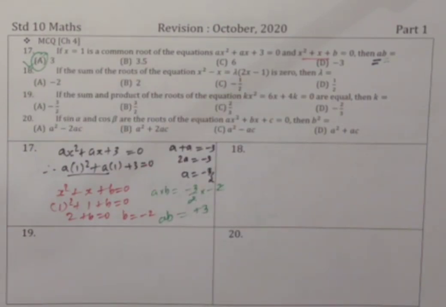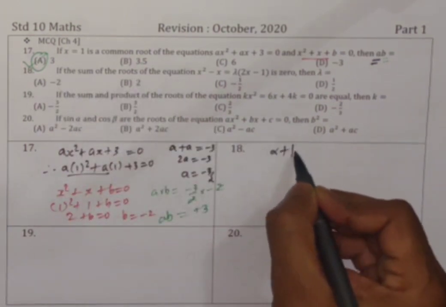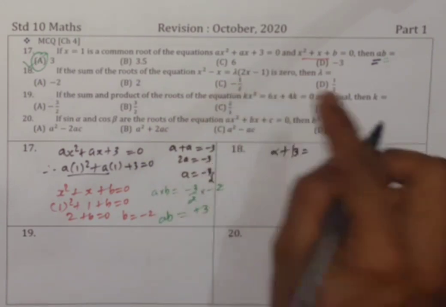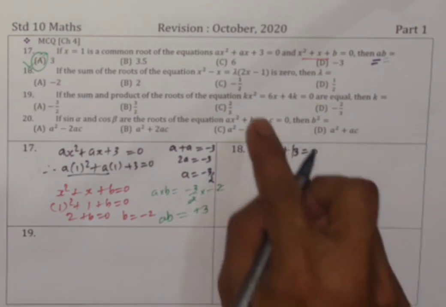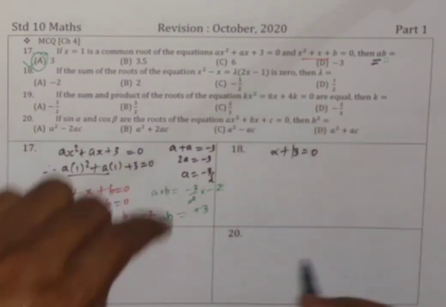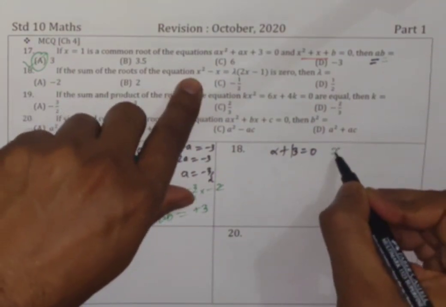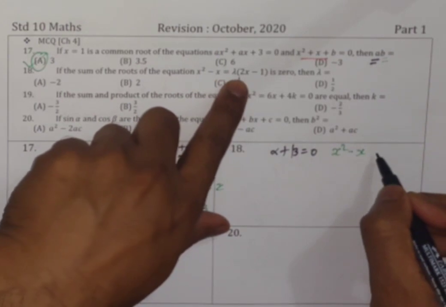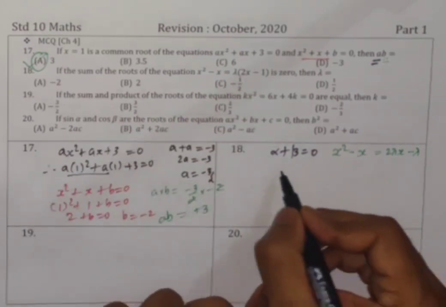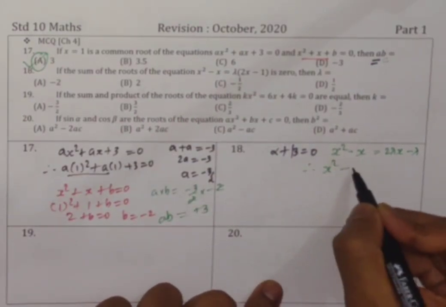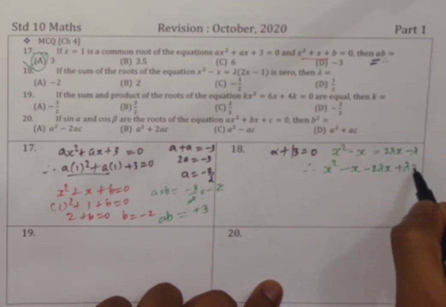Next, number 18. If the sum of the roots, meaning alpha plus beta, of this equation is 0, then lambda is equal to dash. Now children, this equation is not in standard form, first make it in standard form. x square minus x is equal to 2 lambda x minus lambda. So bring it to the left hand side: x square minus x minus 2 lambda x plus lambda equal to 0.